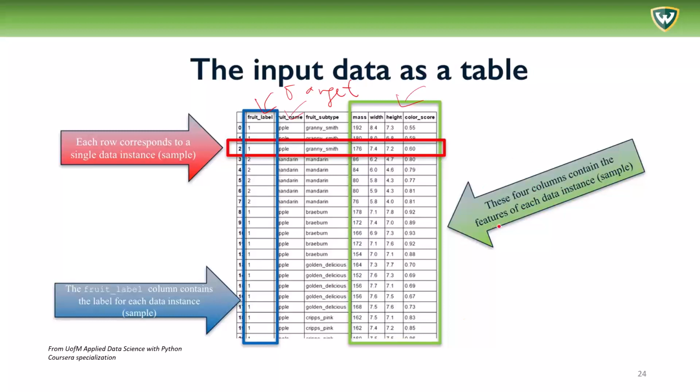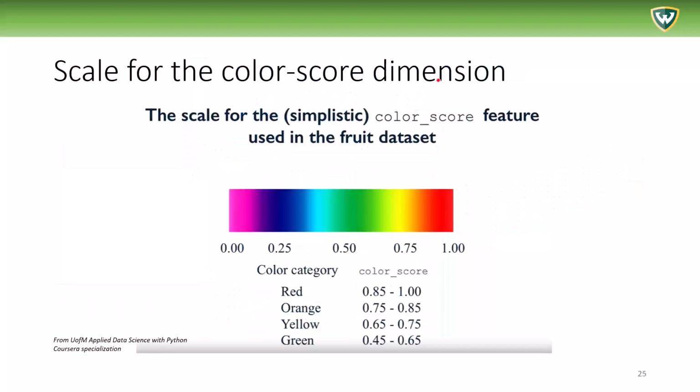Then these here, the mass, the width, the height, the color, surrounded by green, these 4 columns contain the features of each data instance that we want to use to predict what the fruit is, whether it's apple or mandarin or orange or lemon. Note that fruit subtype is not included, because if we already know the subtype, we already know what the fruit is. So we either want to predict the subtype or the actual major fruit name. These are the predictor variables in green.